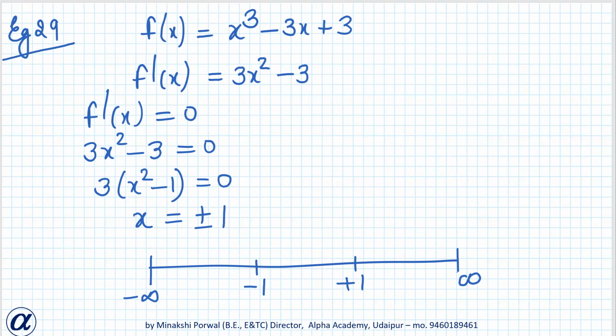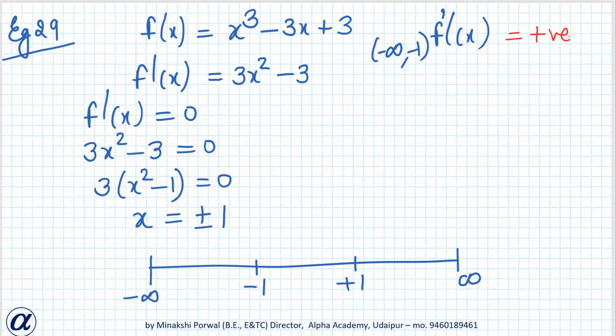Okay, now what we'll do, between minus infinity and minus 1, we'll observe the sign of f dash x. So f dash x between minus infinity and minus 1. Take any one point, suppose I have taken minus 2. When I substitute minus 2 here, 3 into minus 2 square, it will be something number greater than minus 3. So the sign will be positive.